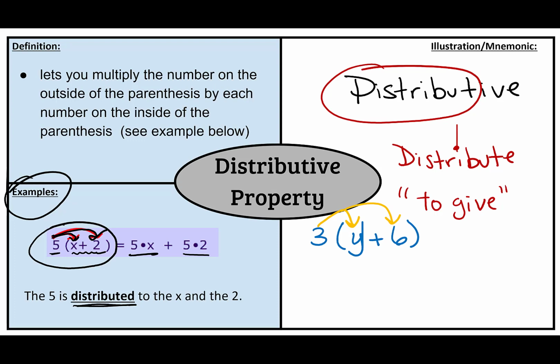If I were to rewrite that, that will equal 3 times y plus 3 times 6. And that illustrates the distributive property.